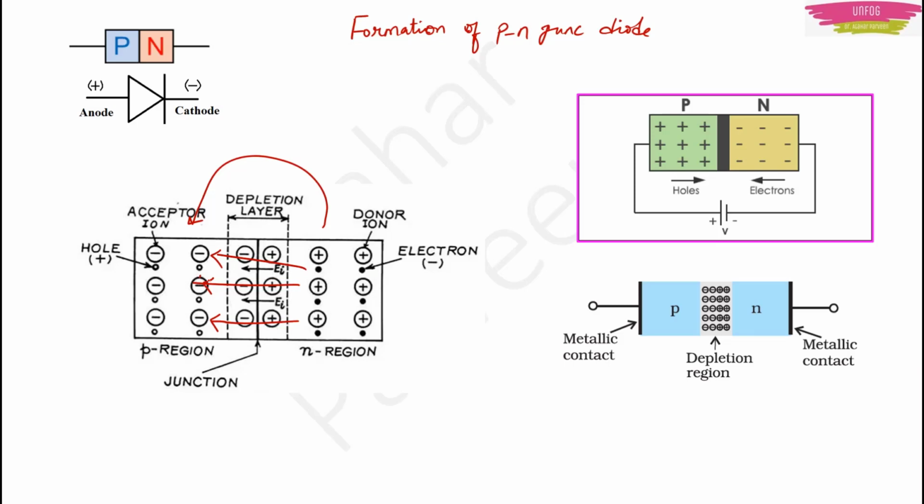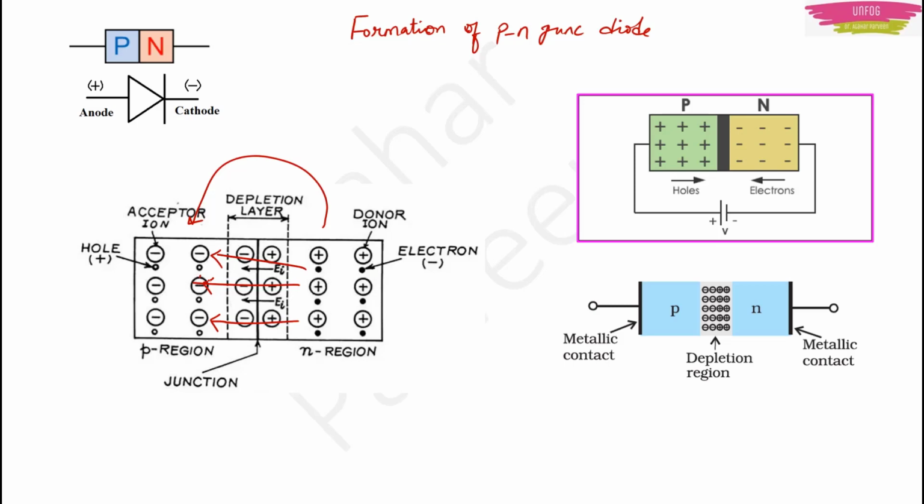Here you have acceptor ions in the p region. These are the acceptor ions, and there are holes. Holes are already present, right? Now electrons are coming into the p region and the holes are accepting them. The same thing is happening in the n region also. Electrons are already present there. Now holes are coming and then they are becoming donor ions. And the junction in between, around that junction, that layer is what we call the depletion layer, or you also call it the depletion region.